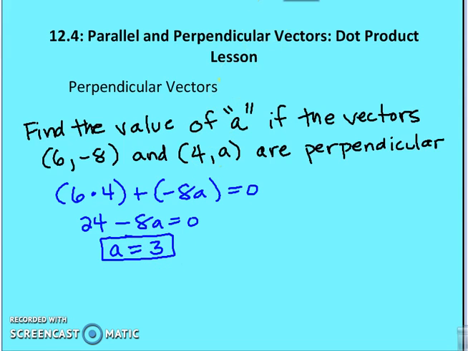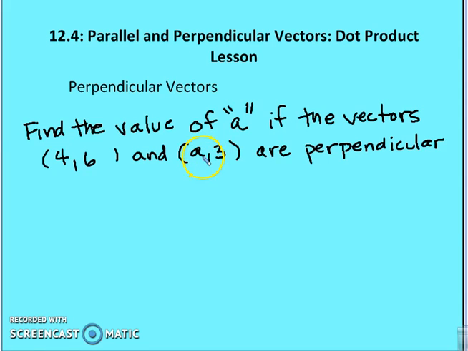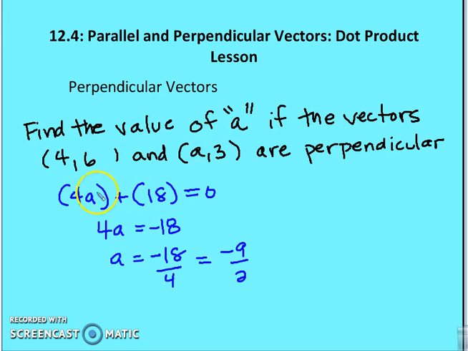Similar problem, but I'm going to move a to the x part of the second vector. So 4, 6, and a, 3. I want you to find what a needs to be in order for these two vectors to be perpendicular. I'm going to pause here. Right, so 4 times a plus 6 times 3, 18, is equal to 0. 4a is equal to negative 18. A is equal to negative 18 over 4. A is equal to negative 9 halves.